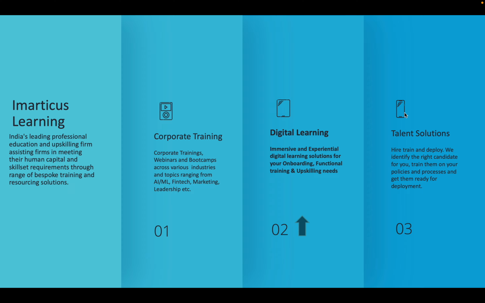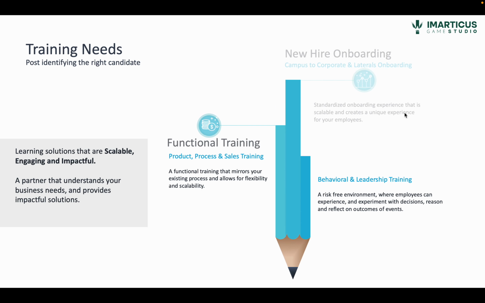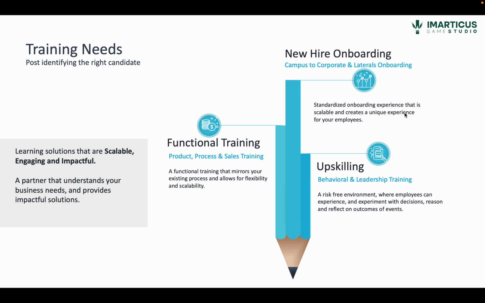So at Imaticus Game Studio, we typically build applied learning games, and these applied learning games are games that help you meet some of your training needs. For example, the moment a new employee joins your organization, in a broader sense, you would have three specific needs. One is to help onboard the new employee to the value systems, ways of working, and the HR policies of your organization.